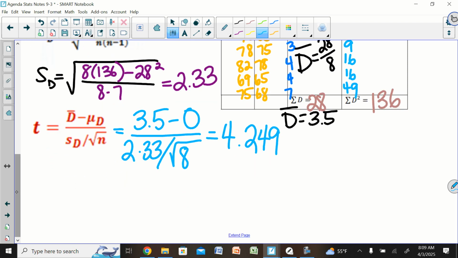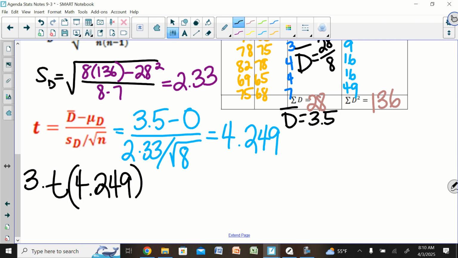So now step 3, now that we've gotten through the bulk of it, is to go to my t table with my 4.249. I know that my DF equals 7 because that is my n minus 1. When I went to that, I ended up falling off the table on the right-hand side. So my P is less than, for a one-tailed test, 0.005.